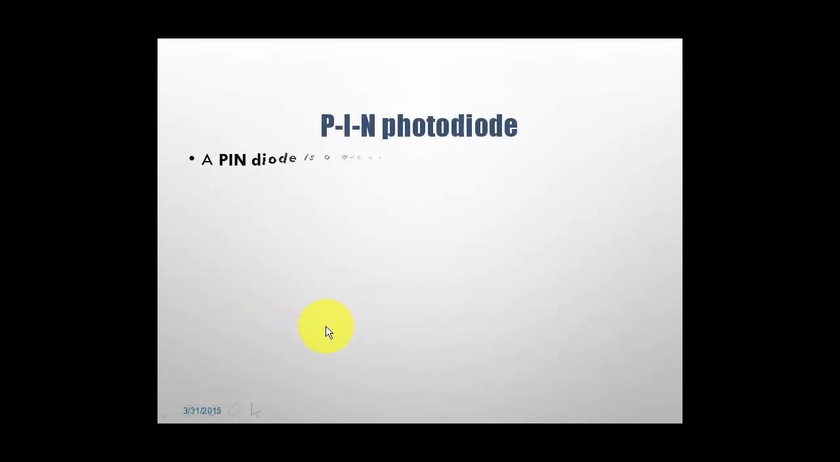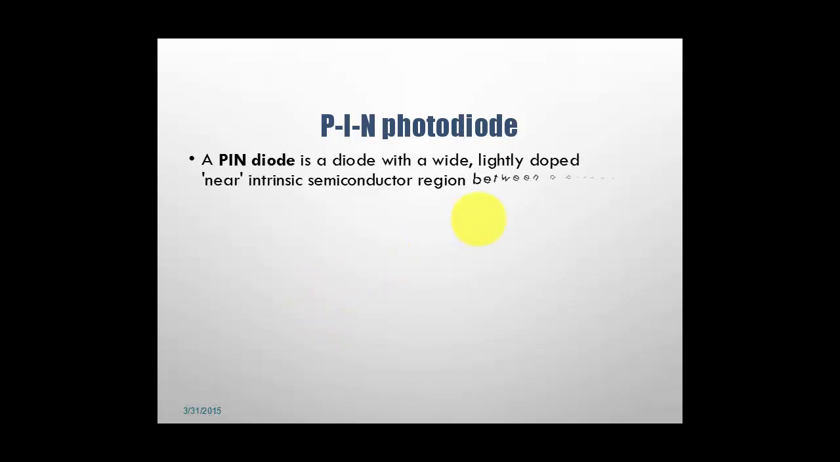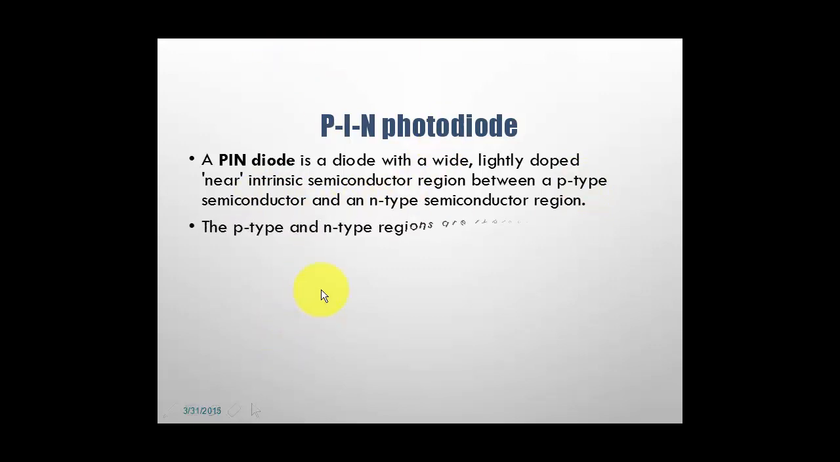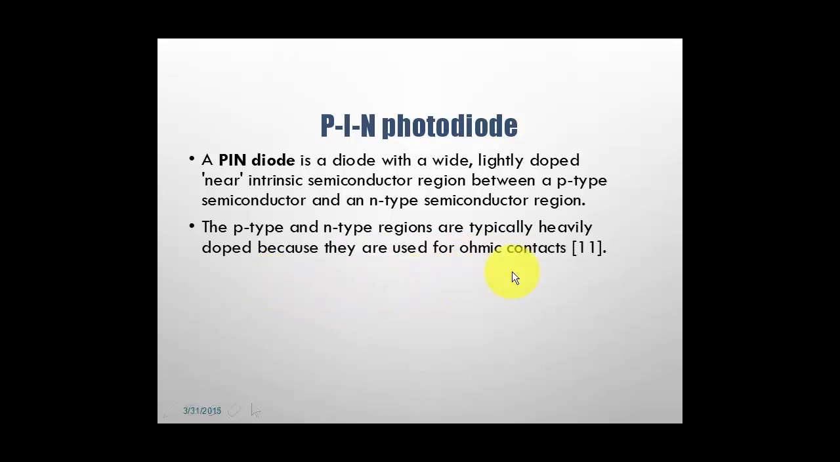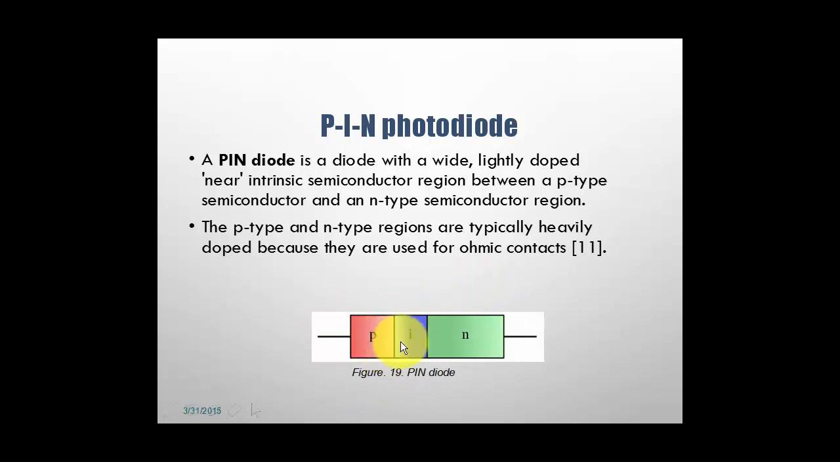Now, the pin diode. A pin diode with a white light dot near the intrinsic semiconductor region between a p-type semiconductor and an n-type semiconductor region. The p-type and n-type regions are typically heavily doped because they are used for the ohmic contacts. So here is shown the p-type material, intrinsic material, and n-type material.